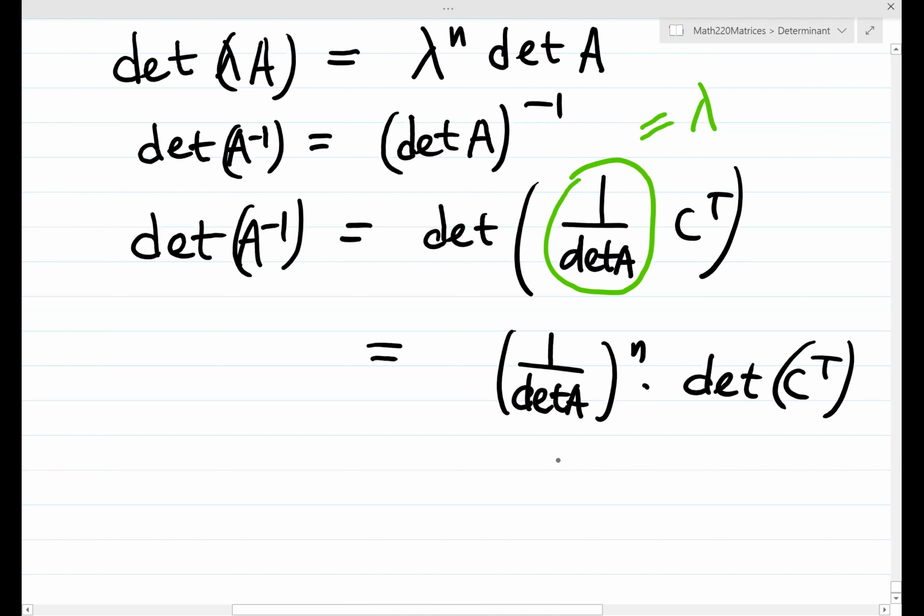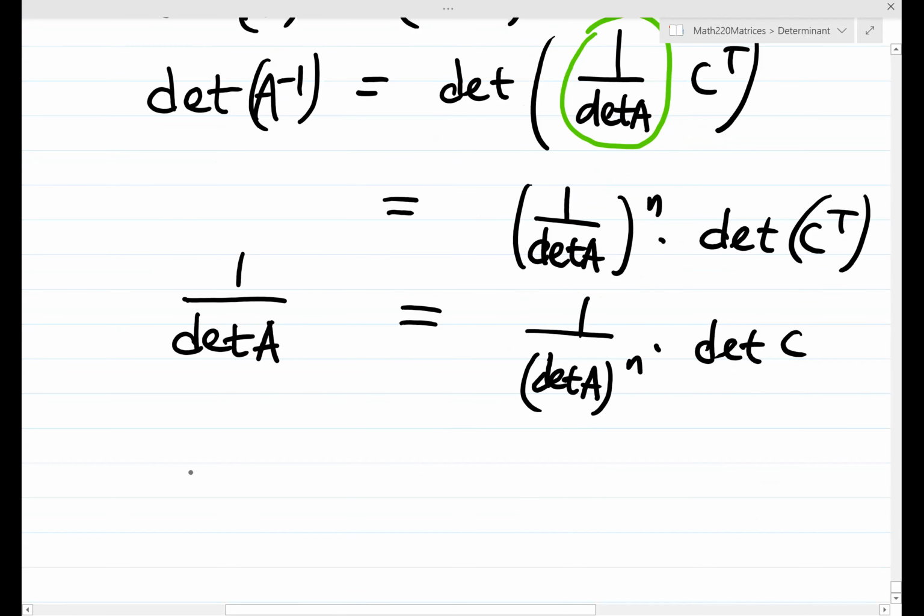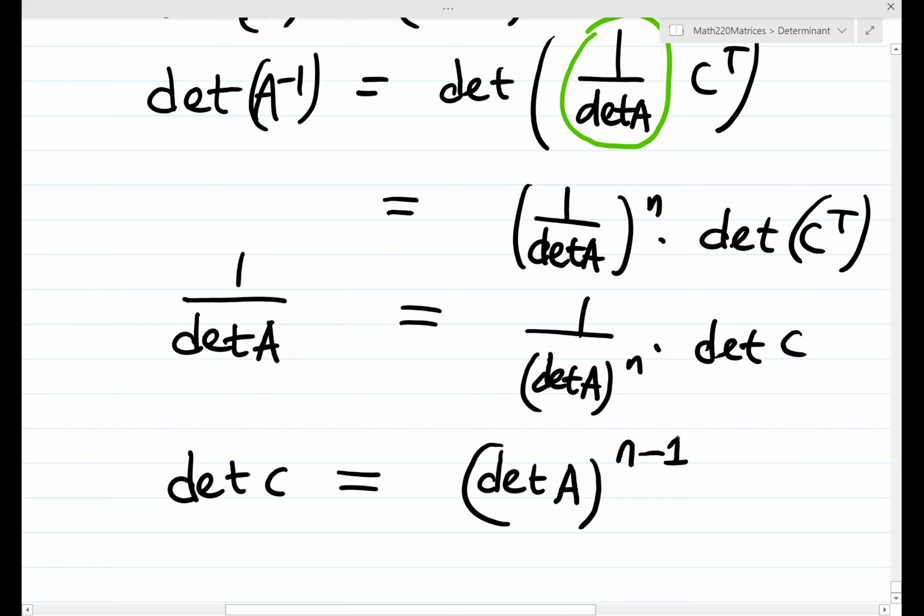So this is 1 over the determinant of A to the power n times the determinant of C. The left side, the determinant of A inverse, is 1 over the determinant of A. Rearranging, the determinant of the cofactor matrix C is the determinant of A to the power n minus 1, where A is an n by n matrix.